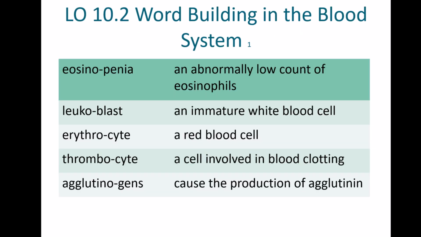Learning outcome 10.2, word building in the blood system. Here you'll see we have eosinopenia, which is an abnormally low count of eosinophils. Then we have leukoblast. Remember, blast is that immature cell, so this is the immature white blood cell.